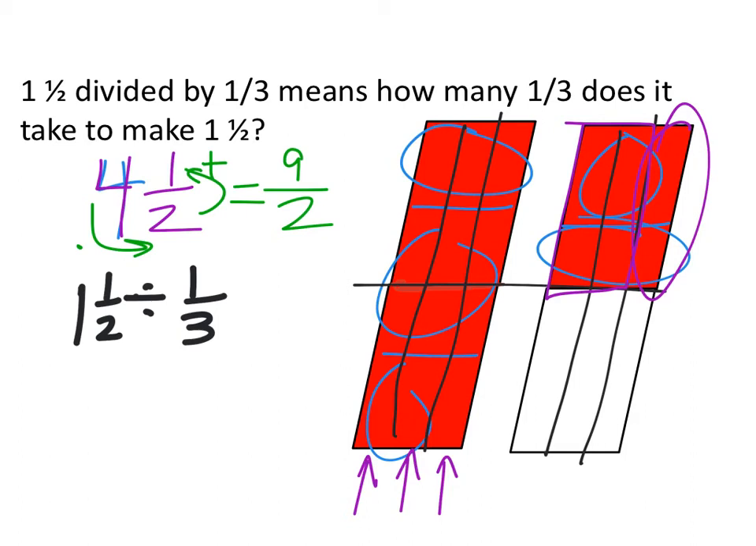But again, I'm going to change the 1.5 into an improper fraction, right? So 1 times 2 is 2, plus 1 is 3. 3 halves. And this is going to be divided by 1/3.